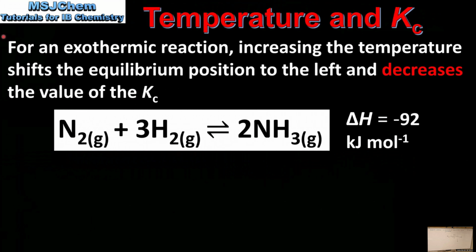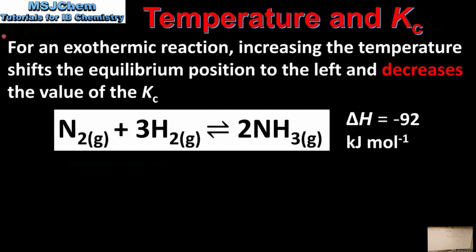Next, we look at the effect of temperature on the value of the equilibrium constant Kc. So for an exothermic reaction, increasing the temperature shifts the equilibrium position to the left and decreases the value of the Kc. So as we saw in a previous slide, the forward reaction of the Haber process is exothermic.